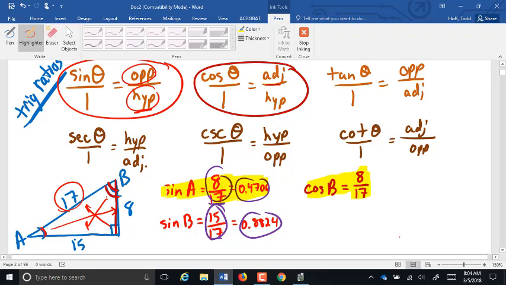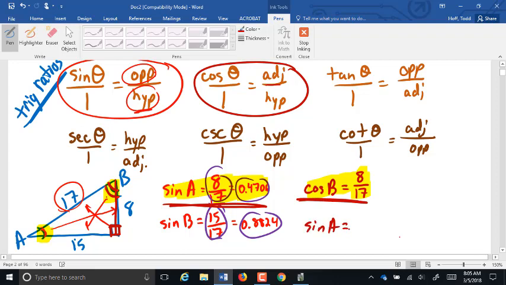Notice cosine of angle B and sine of angle A are the same. Why is that? Well, how do these two angles have to be related? They equal 90 degrees. This one's 90, and since a triangle adds up to 180, the other two angles of a right triangle have to add up to 90, or be complements. Since they are complements, the sine of one equals the cosine of the other.